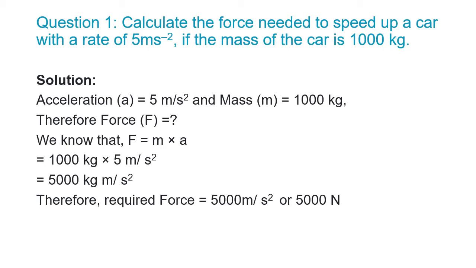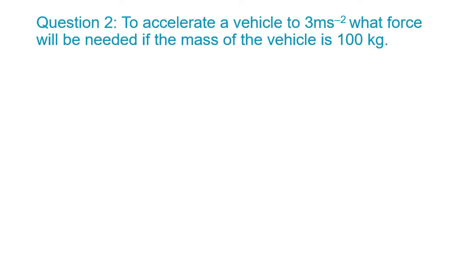So 5000 Newton is the force required to speed up a car at a constant rate of 5 meter per second square. For a 1000 kg car, 5000 Newton is to be given at every second. That much force has to be applied. So it is a very simple numerical. Move on to the next one.